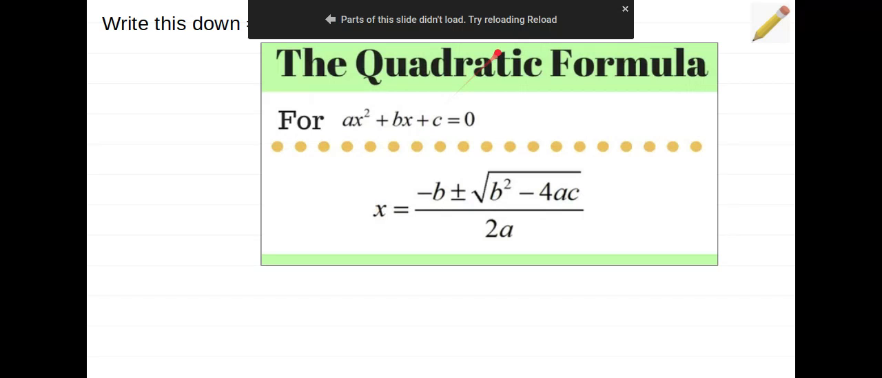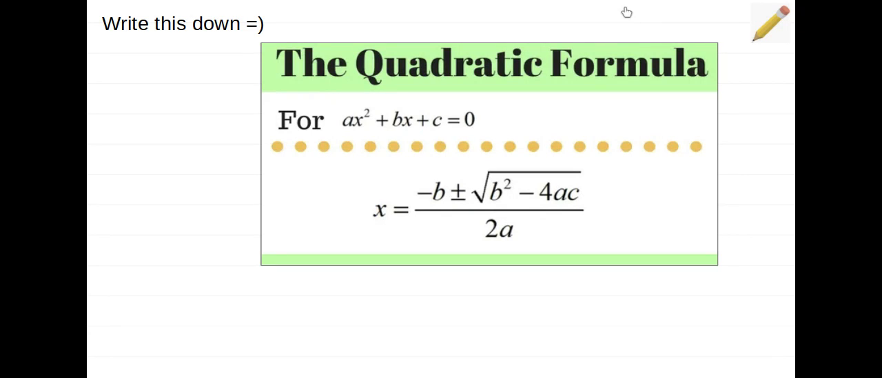Please write this down on your paper, the quadratic formula. You can use it for any quadratic equation that has the form ax squared plus bx plus c. As long as your equation looks like that, you can use the quadratic formula to solve it.